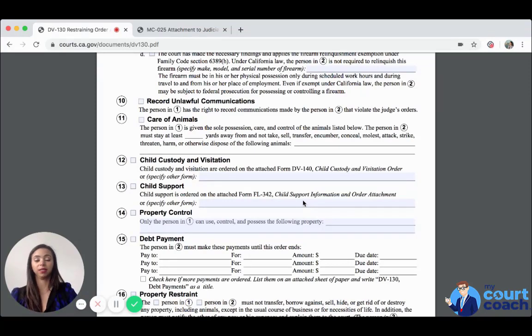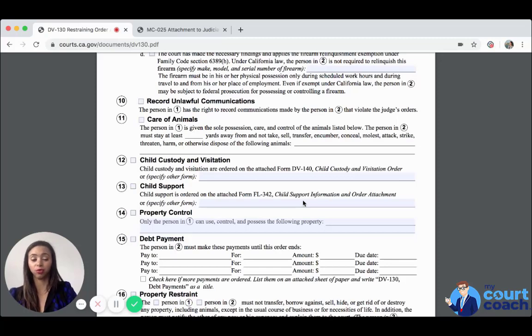Now, child custody and visitation, those are going to be listed on the form DV-140. You want to make sure that that form is completed and also attached to this. Same goes for FL-342. If the court does, in fact, order child support at your restraining order hearing, then the court can attach those orders to this.